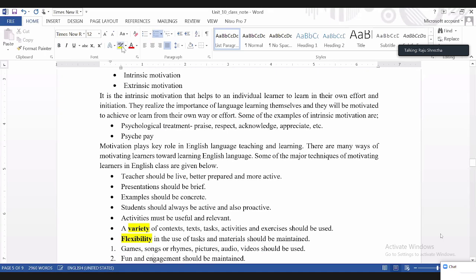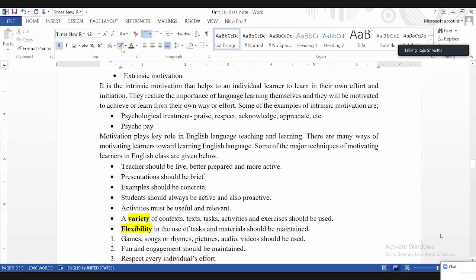Then flexibility is another indicator, another parameter. We can think or consider making the English classroom live, interesting, and motivating. Flexibility in the use of tasks and materials should be maintained. So we should not be rigid. एकदम कडा हैन यही हुनुपर्छ भन्ने कन्फाइन्ड लिमिटेड रेस्ट्रिक्टेड हैन त्यस्तो हुन भएन. According to the needs of the students, we can use different types of tasks and materials.